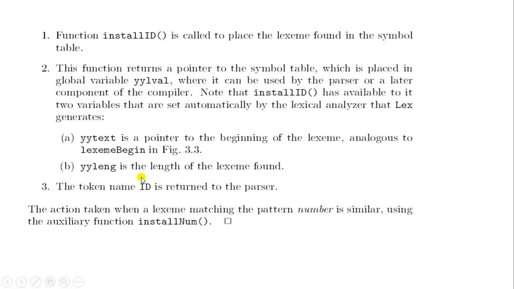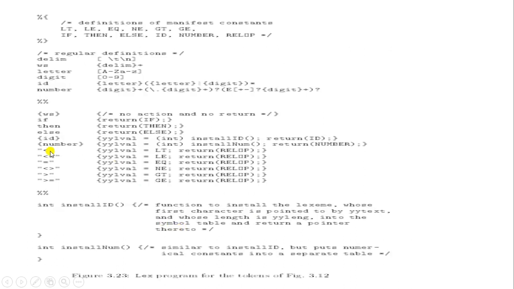Next, yyleng is used to find the length of the lexeme. The third one says that the token name ID is returned to the parser. So this you are going to store and then return to the parser. The same thing, whatever you have done for the function install ID, will be there for the install num function also. So those are the actions taken when the lexeme matching the pattern number is found, using the auxiliary function install num. Whatever is there over here will be the same thing for the numbers.